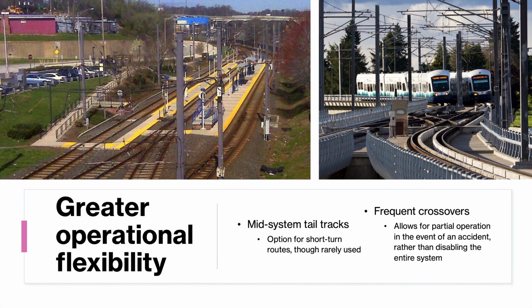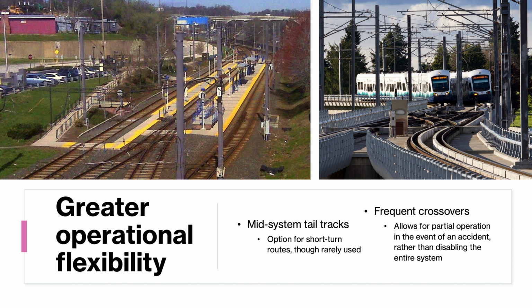From operational perspectives, light rail usually has greater flexibility. They usually have some form of mid-system tail tracks, allowing you an option for a short turn, which is a light rail vehicle that does not go over the entire length of the system. It only goes in the more dense downtown core areas. Although this option has been rarely used, to my understanding, I think the only one that does it is the VTA in San Jose, where they simply use it to run an express train.